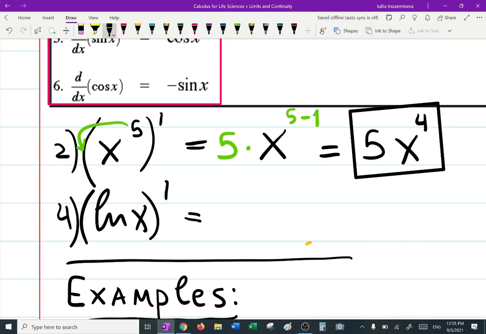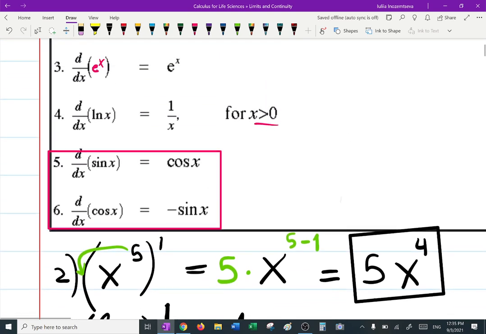Logarithmic function, what is the derivative? You see I'm doing prime this time. ln x prime is 1 over x. So those are examples of number 2 and number 4.